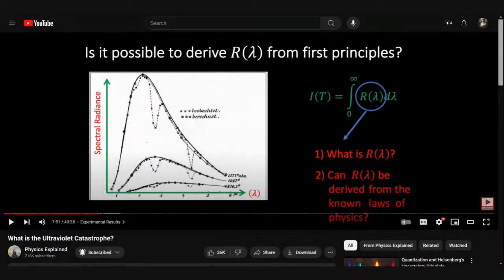That's a good question. Can the radiance as a function of lambda be derived from... I would say so. I can derive it. I can derive a model.